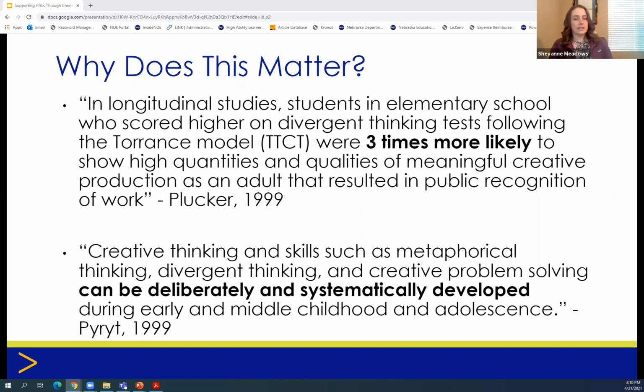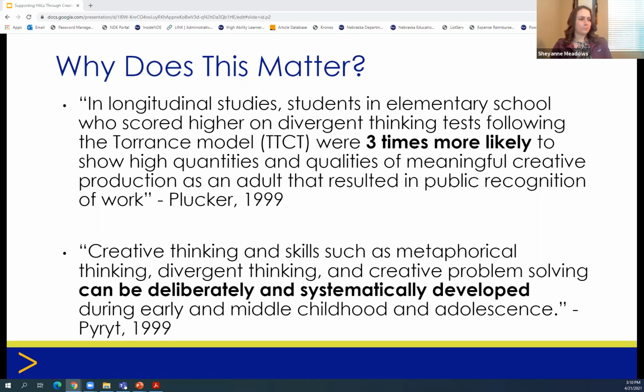In longitudinal studies, some elementary school students were tested using the Torrance model, which is the Torrance Test of Creative Thinking. The students who scored higher on those were 3 times more likely to have production as an adult that ended in some kind of public recognition. So we know that children who have that propensity for creative thinking, we need to foster that, because as they go into adulthood, those are going to be the ones that are making new things in fields and changing things within fields.